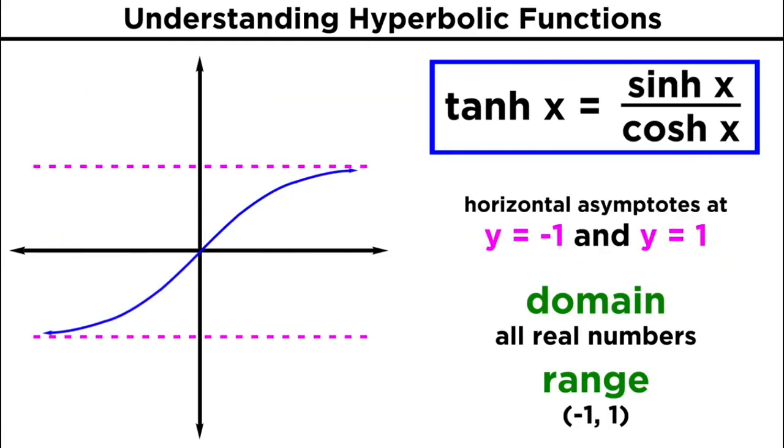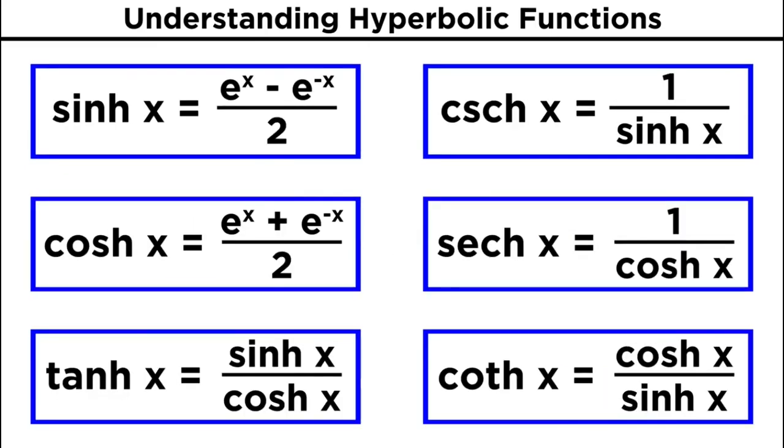Hyperbolic tangent will just be hyperbolic sine over hyperbolic cosine, and that will look like this, with horizontal asymptotes at -1 and 1. And then we can have hyperbolic versions of cosecant, secant, and cotangent, which are just the reciprocals of these first three, as we might expect from our knowledge of trigonometric functions.